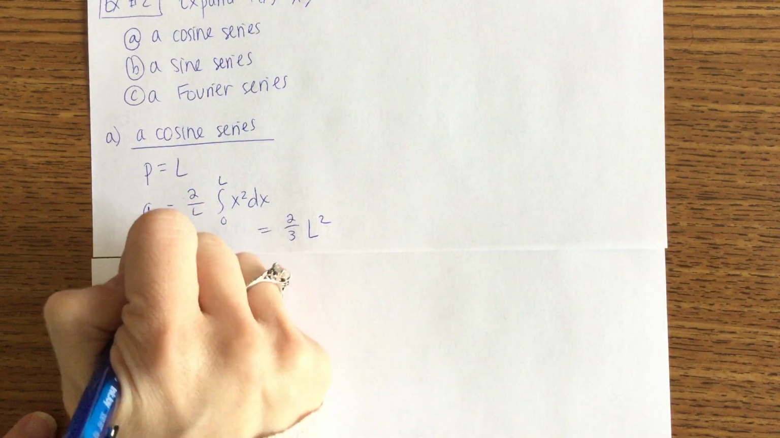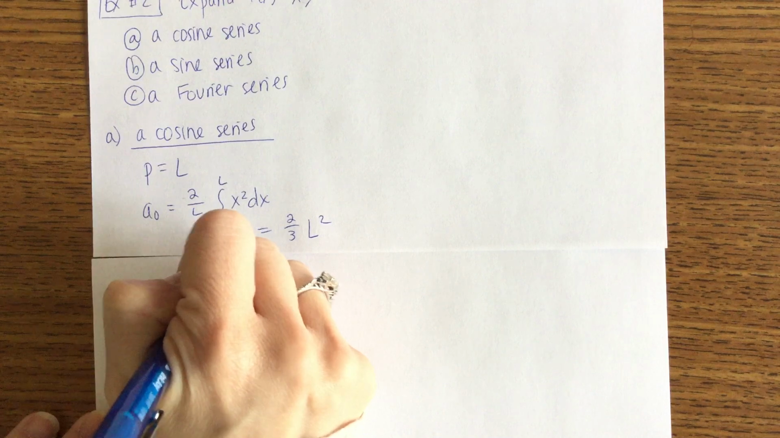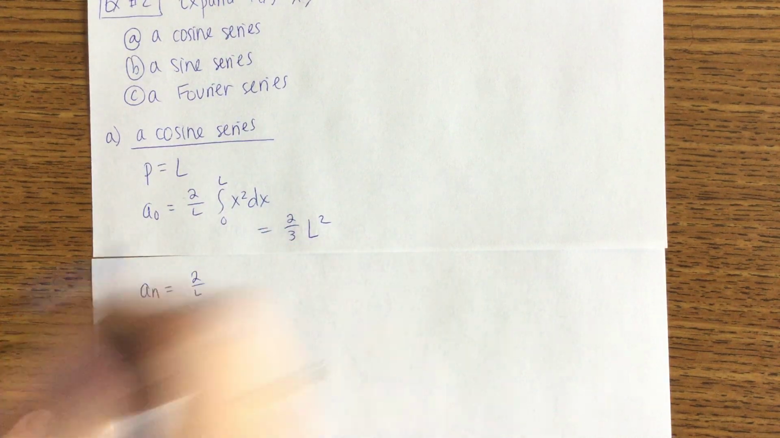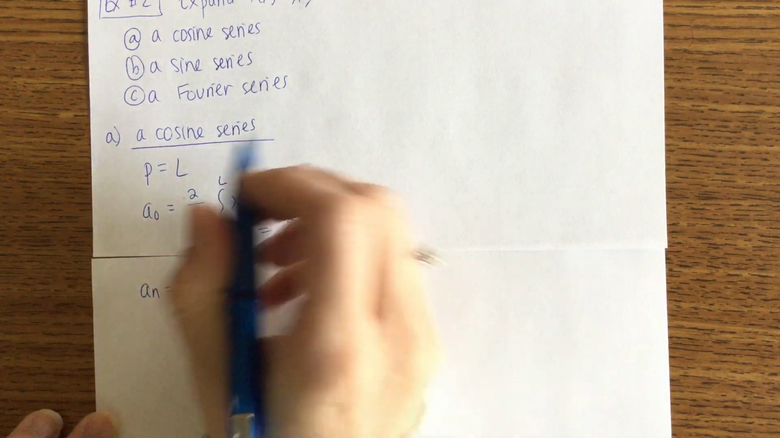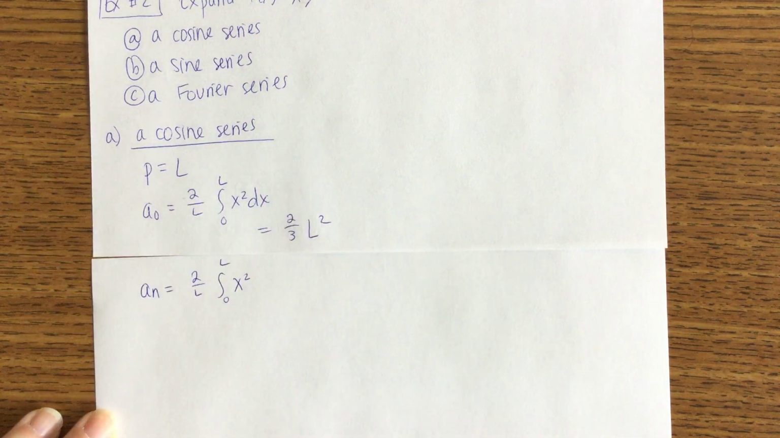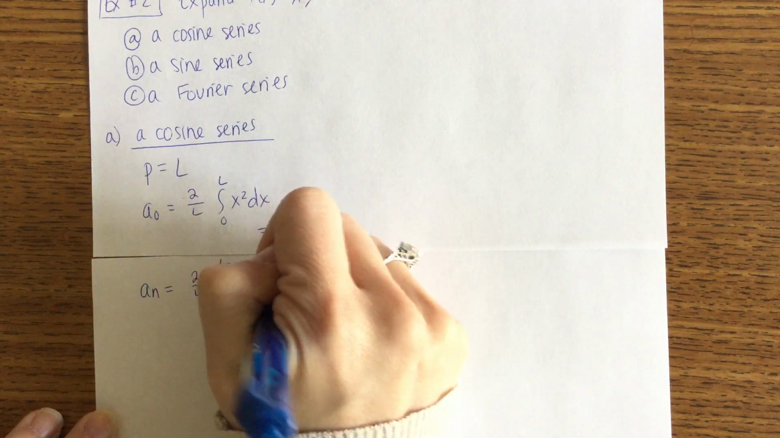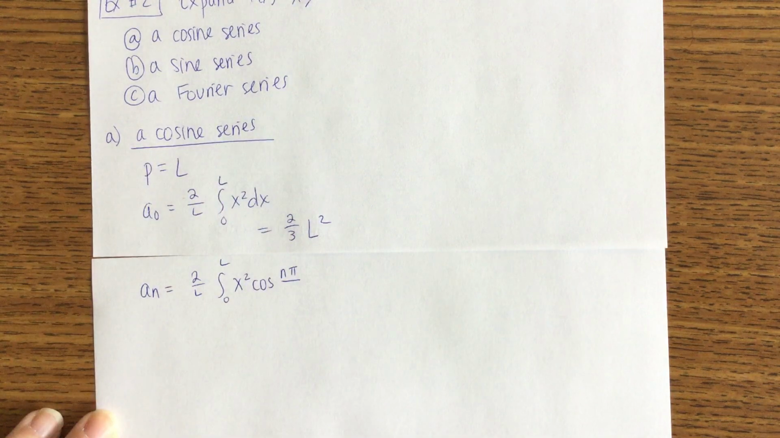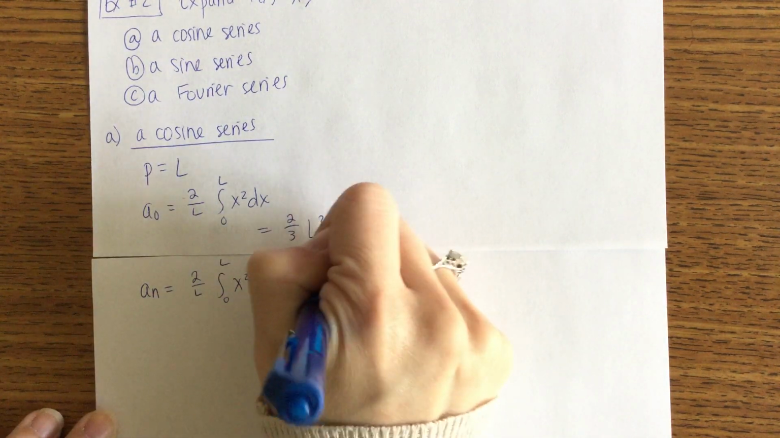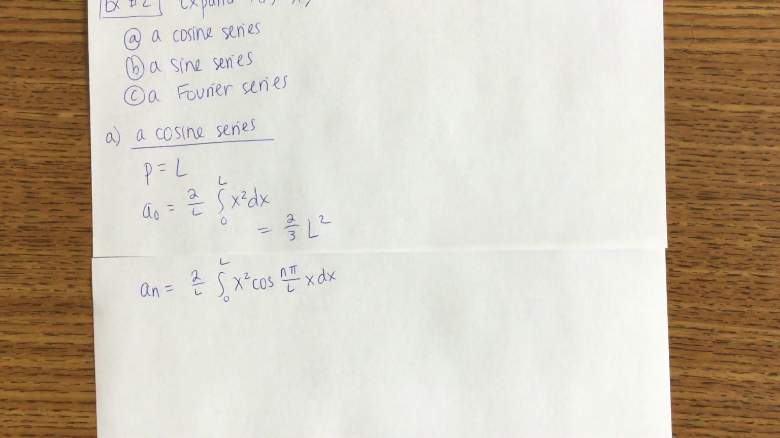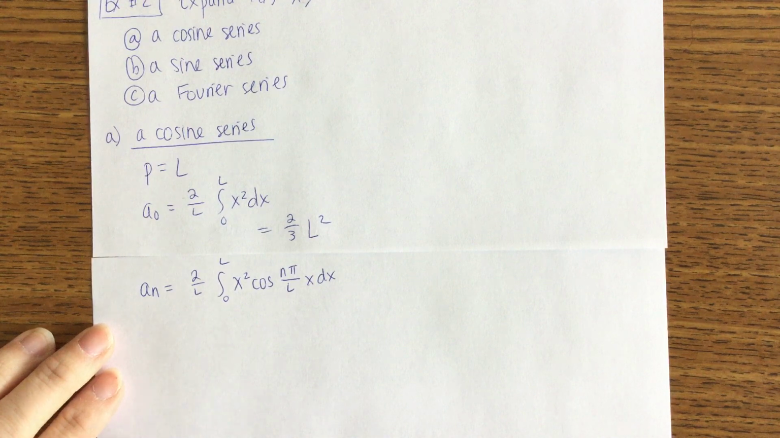Okay, so then next, we have to find a of n, again from when we wrote this down before. It's going to be 2 over L, the integral from 0 to L of f of x, so in this case x squared, cosine of n pi over p, p in this case is L, x dx. Okay, this one's going to be tedious. We're going to have to do tabular here.